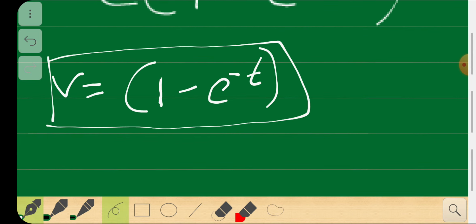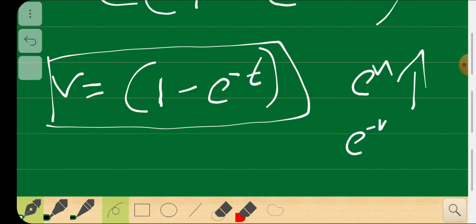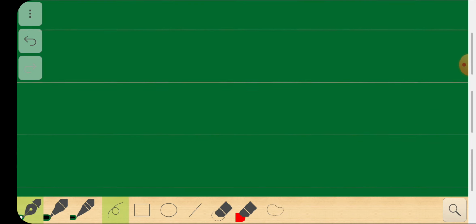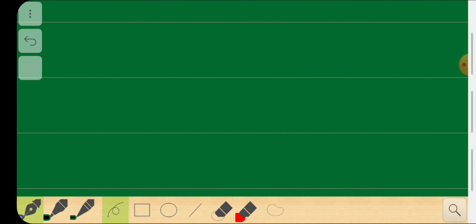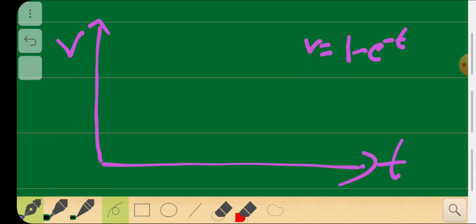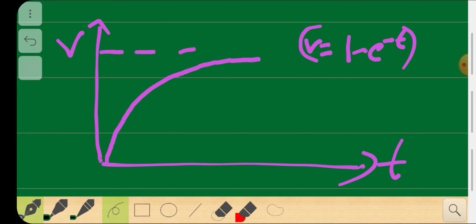e raised to x is increasing, e raised to minus x is decreasing, so 1 minus e raised to minus x must be increasing. Let's plot it and see how beautiful it looks. If you plot it over v and t, v equals 1 minus e raised to minus t. It goes up to some fixed value and then asymptotically reaches that value. This velocity is called terminal velocity, vt. This is the plot here.